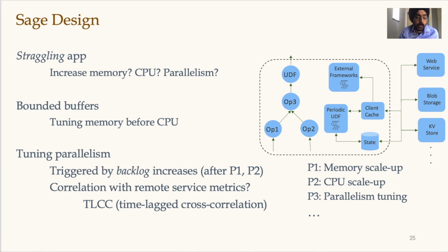Similarly, a policy tuning parallelism can measure the application's backlog increase rates and correlate that backlog increase with metrics of any remote service that the app uses. And then based on that, accordingly, it can scale up the parallelism of the app. I won't be covering the scale down part of things here, so please refer to our paper for that.